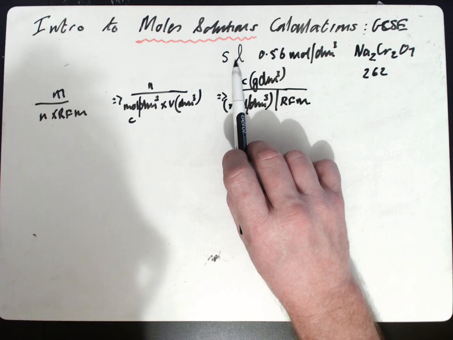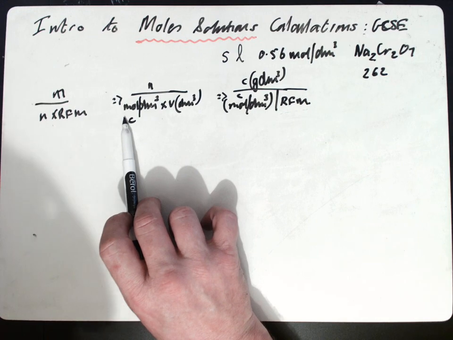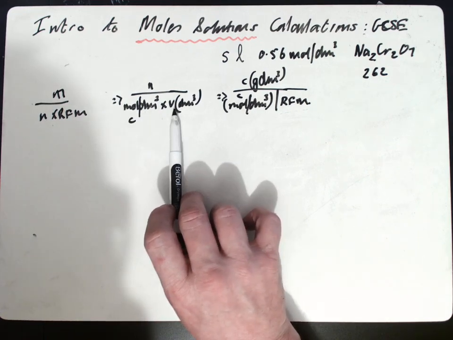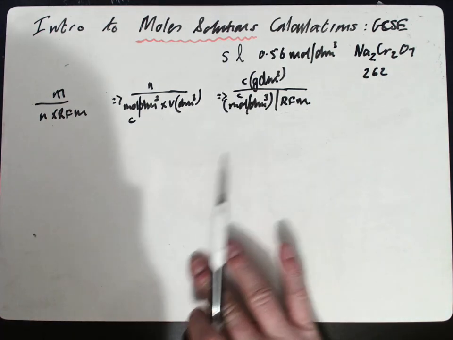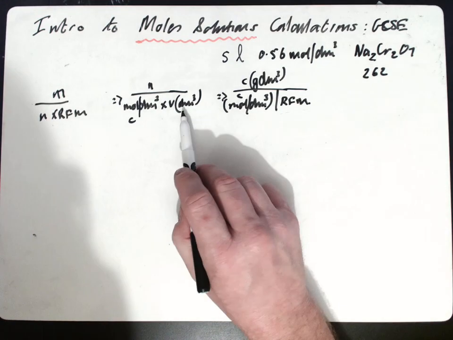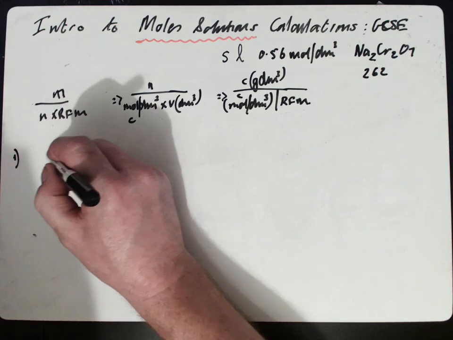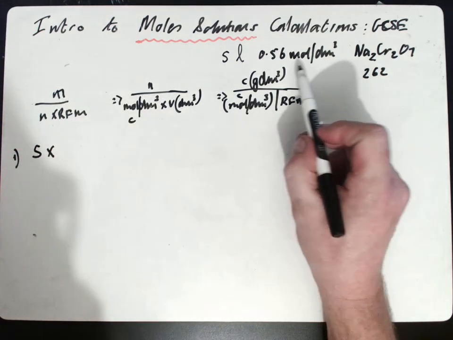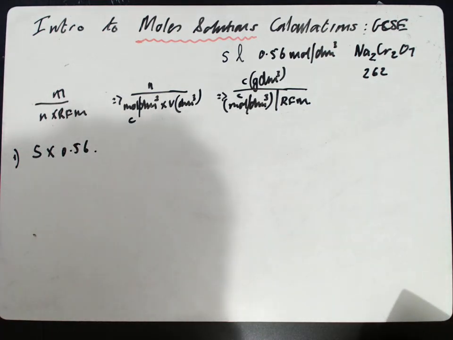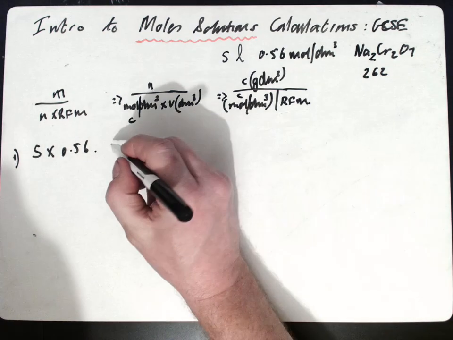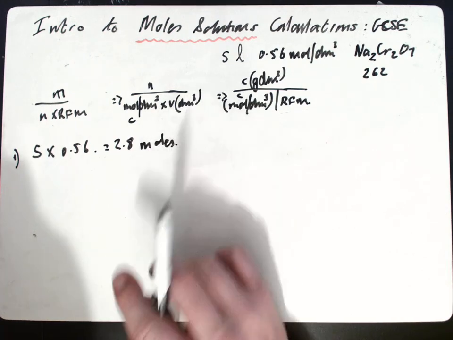So we've got to get moles. We've got volume, we've got concentration, so we can easily get moles. Concentration times volume gives me moles. Now my volume here is in litres, which is fine. A decimeter cubed, just remember back to the first few minutes of the video, is the same as a litre. So my volume is 5, concentration is 0.56 moles per dm cubed. My moles is 5 times 0.56, which gives me 2.8 moles in this instance.